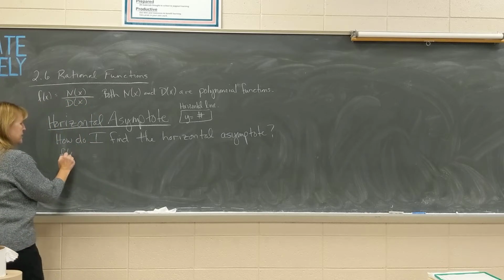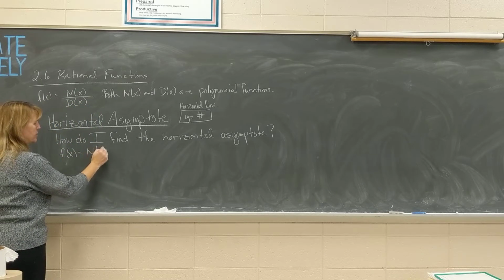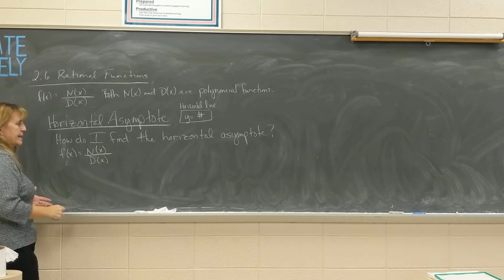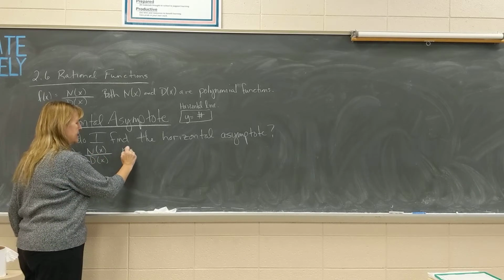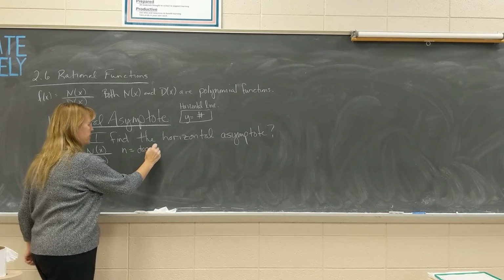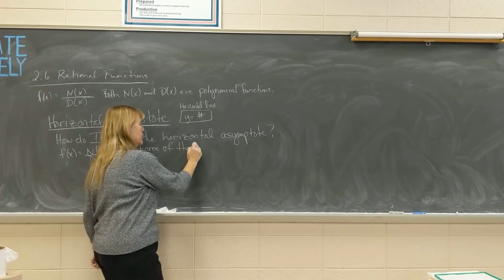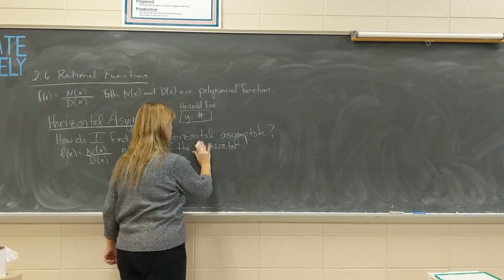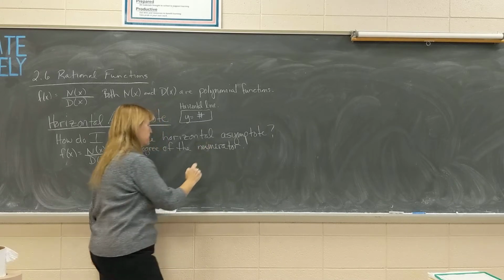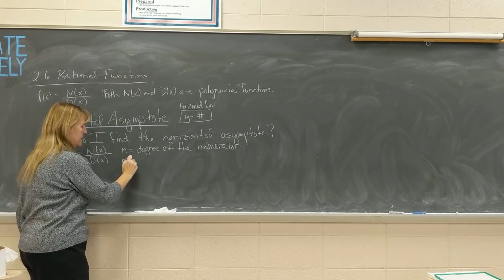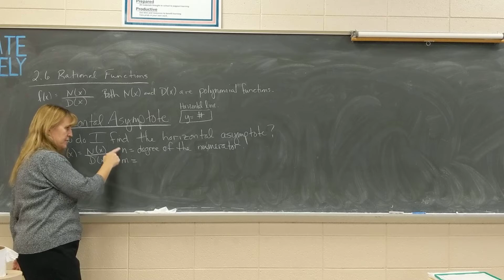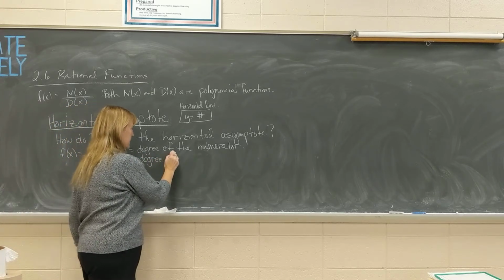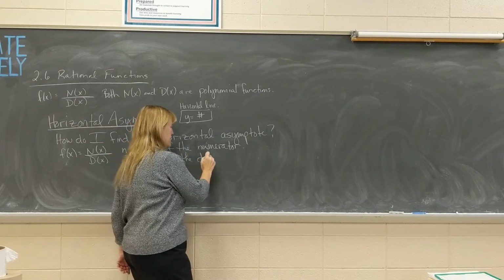So my function here is my numerator polynomial divided by my denominator polynomial. And I'm gonna say that n is the degree of the numerator and I'm gonna pick m to match your book, because your book uses the letters n and m as the degree of the denominator.